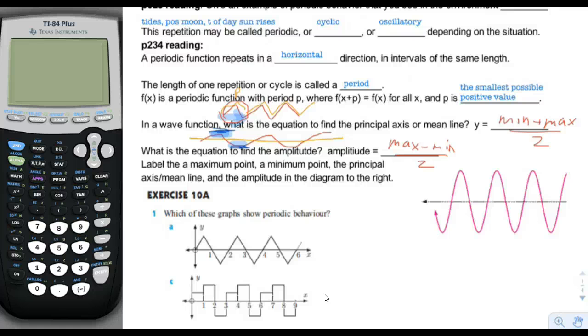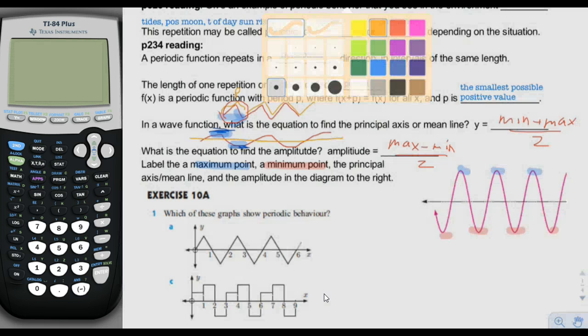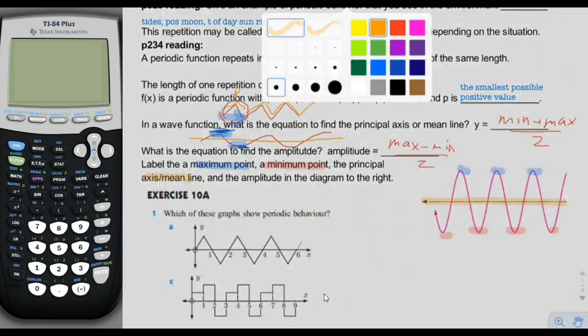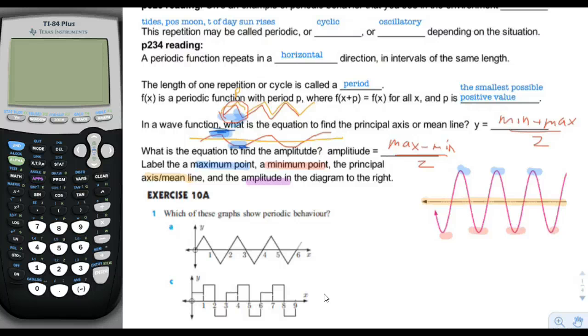Okay, label the maximum point, minimum point, and the principal axis, mean line, and so on. So the maximum point I'll make blue here. The minimum point I will make red. Okay, and the principal axis line I'll make orange. Okay. And the amplitude of the diagram would be, I'll make purple. It's just like this distance, or this distance, or this distance. They're all the same. Okay?